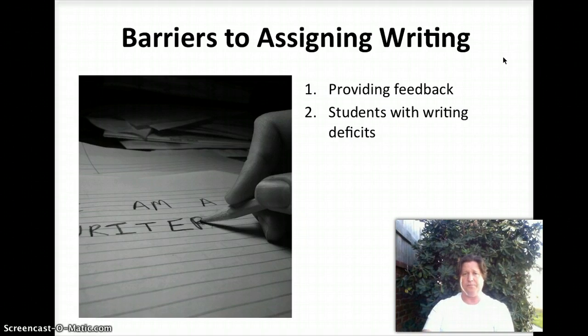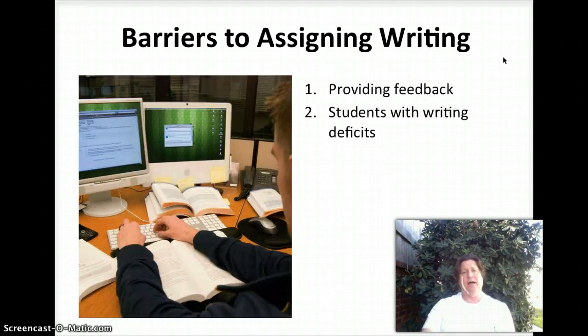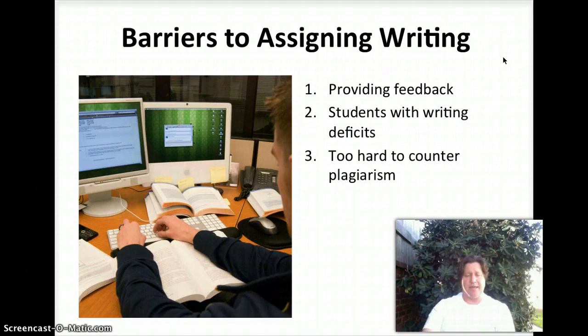So I hope you'll consider those 2 lectures, SRSD, about demystifying the writing process, making the writing process more simple for your students. Lastly, what I hear all the time as a reason not to assign writing is that every kid cuts and pastes and they think it's writing. It's too hard to counter all the plagiarism that's out there.